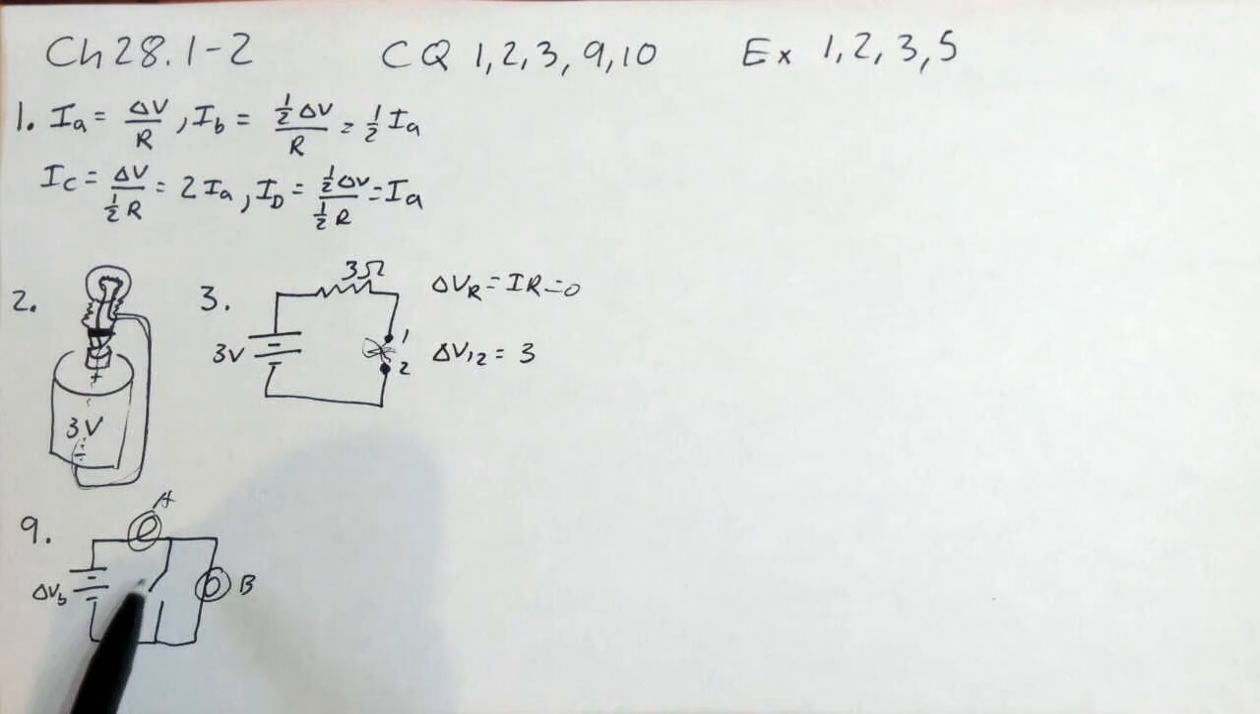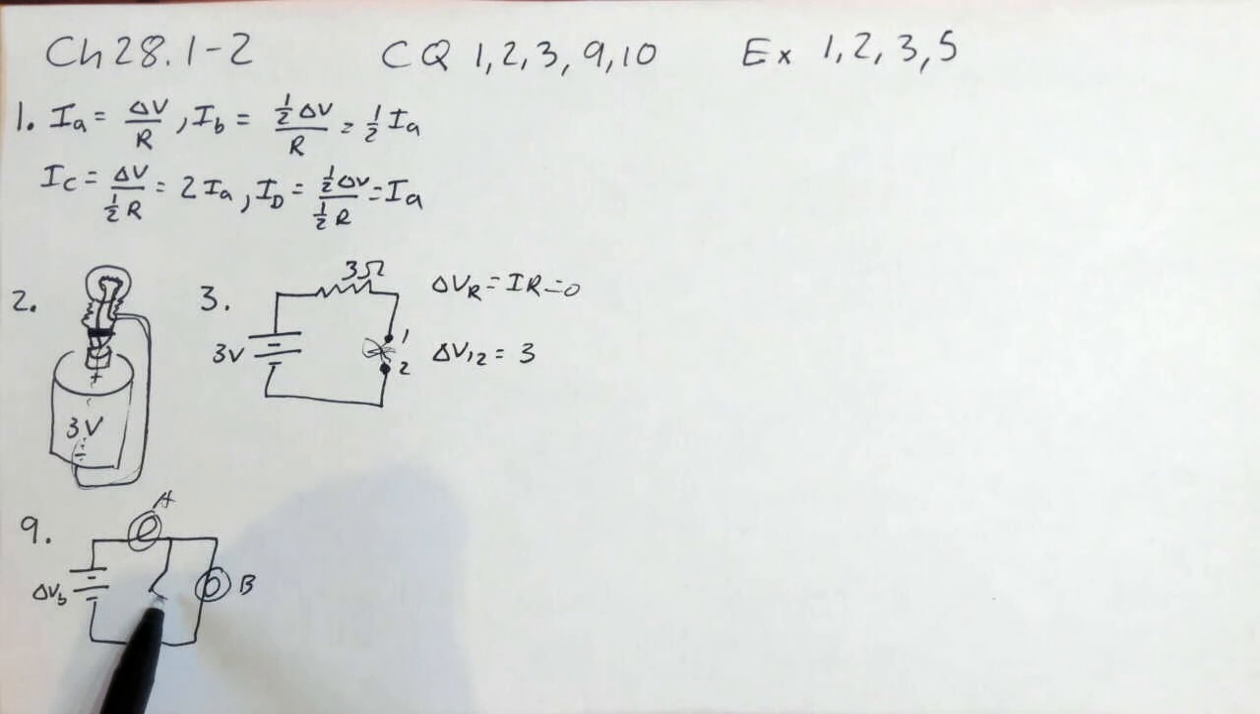Okay, so let's think about before the switch is closed. With that open, no current can flow through here. So the current's flowing through A and through B and back. And therefore, the current through A and current through B are the same. So since they're the same resistance, that means these have the same brightness.